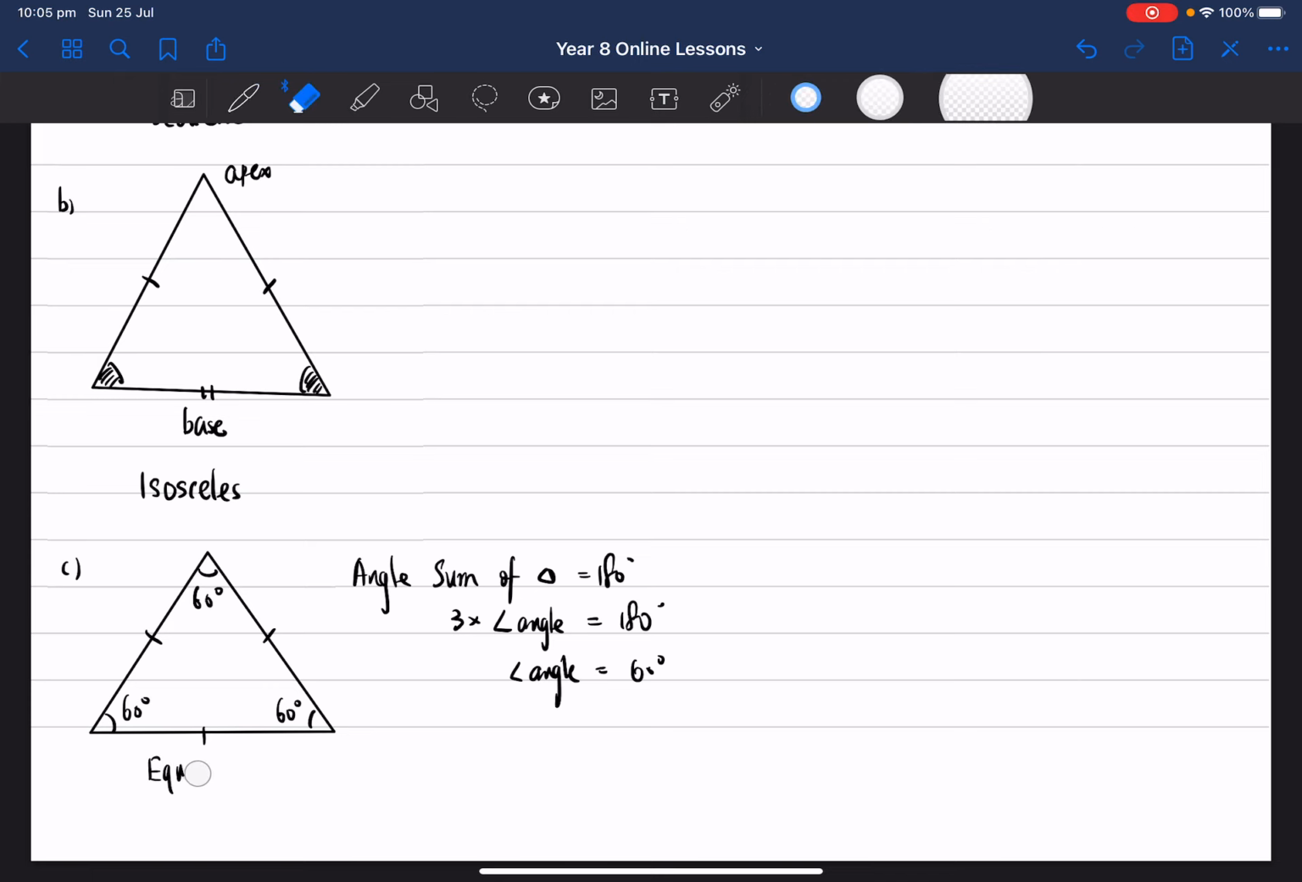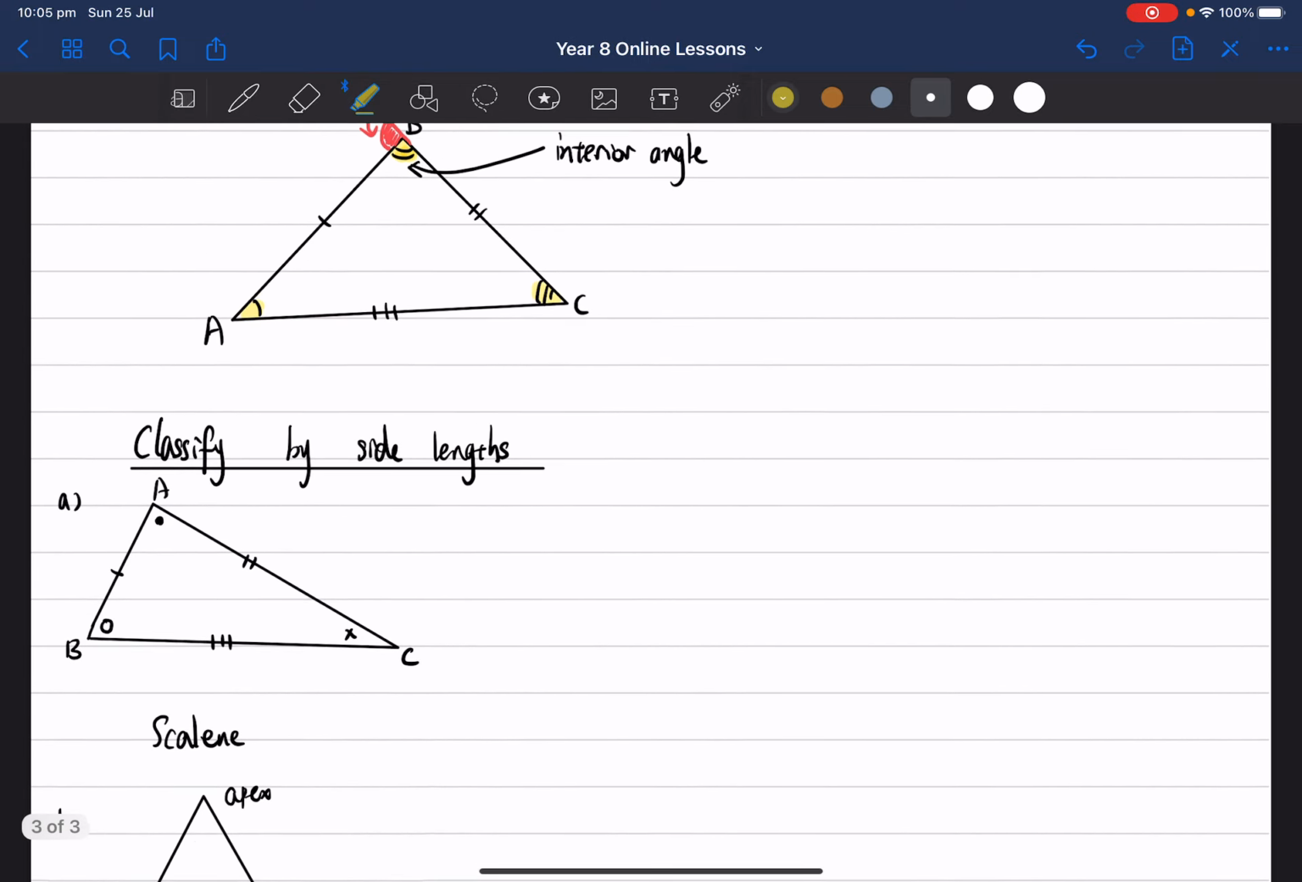Oh, wrong spelling. Equilateral triangles. Lateral means sides. So this word here means sides, and they've got equal sides. Equilateral triangles. So that's pretty easy, Year 7 revision.